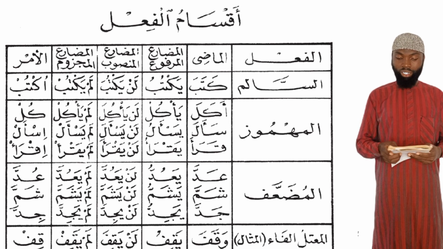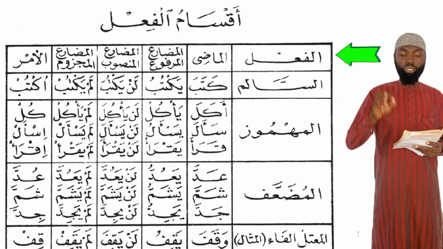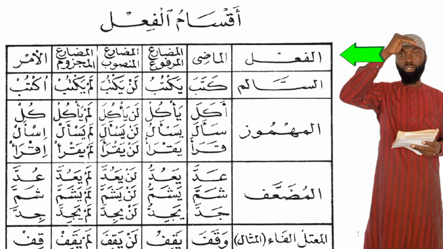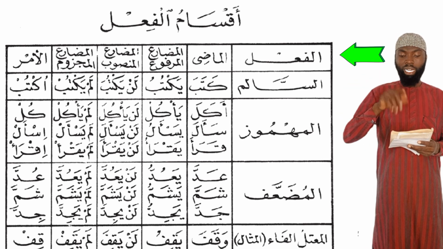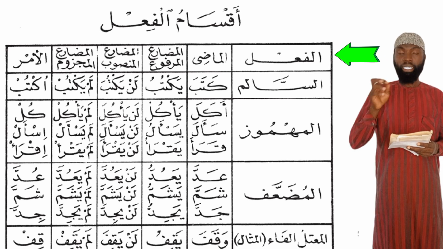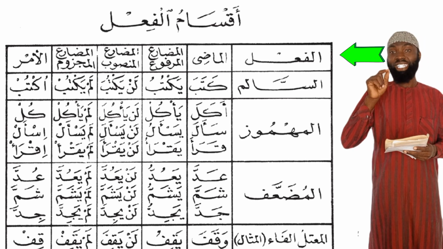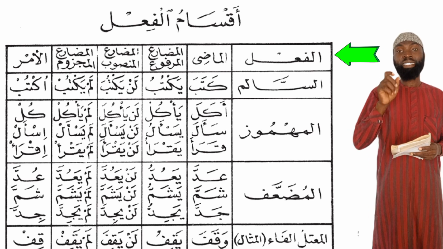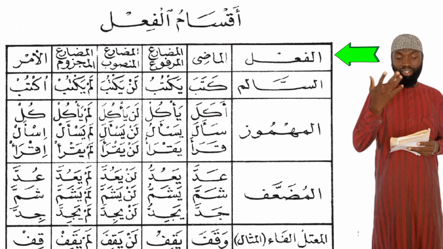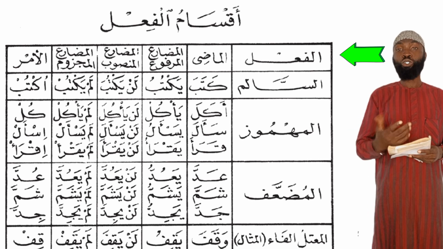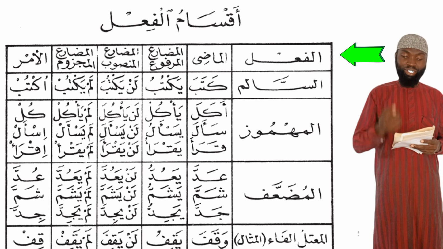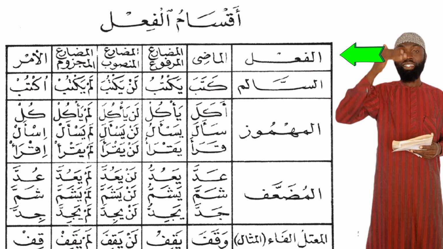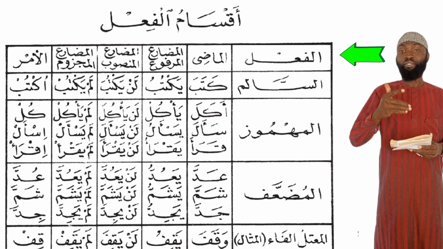Now we can see on this table that we have al-fi'lu, the verb. We have al-madi, the past tense, on the top of the column. We have al-mudari al-marfu, the present tense verb which is in the indicative case carrying damma, al-mudari al-mansub, the present tense in the subjunctive case carrying fatha, al-mudari al-majzum, the present tense in the jussive case carrying sukun. Then we have al-amru, which means the command tense. All of these are the headings under which we'll see the verbs that fall.